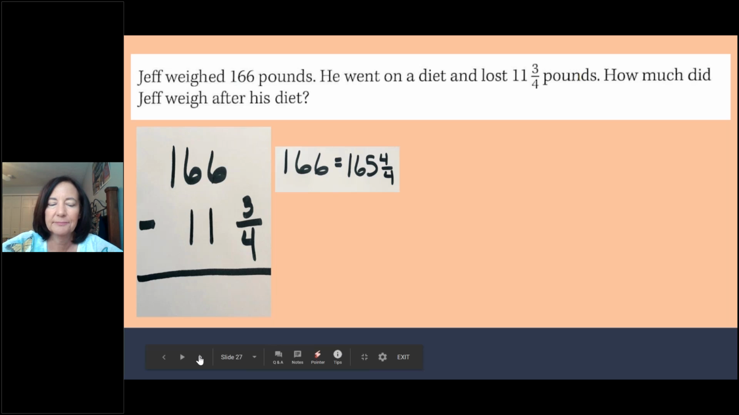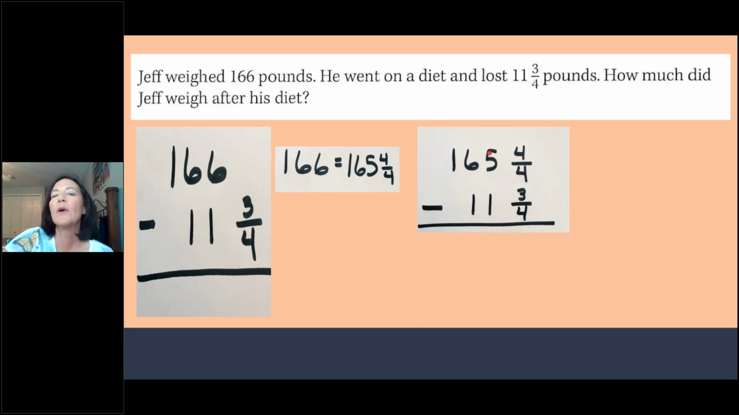Then it would be 154. Oh, are you solving the problem in your head? Tell me what it is. Okay, look at the screen. The original equation was 166 minus 11 3/4. You had me rewrite 166 as 165 4/4. So now we'll just rewrite that. Here we go. 165 4/4 minus 11 3/4. Now go ahead and solve it, and now it'll make sense to my brain too.